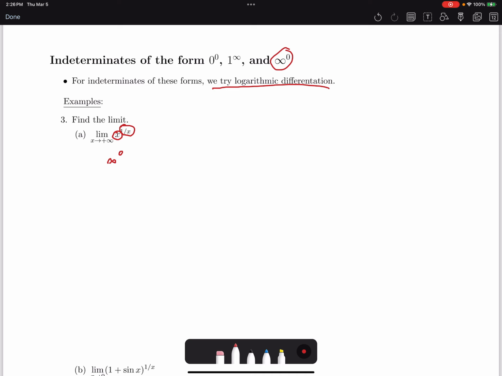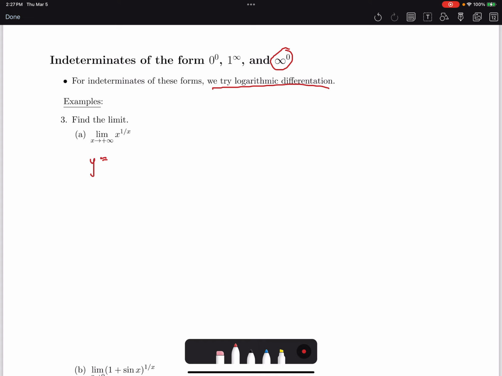Infinity to the 0. Think about it. The base is getting really large while the exponent is getting really small. So which one wins? Does the exponent win? Does the base win? Well, it probably depends on the expression you're working with. But for sure, this is indeterminate. So we're going to try some logarithmic differentiation here.